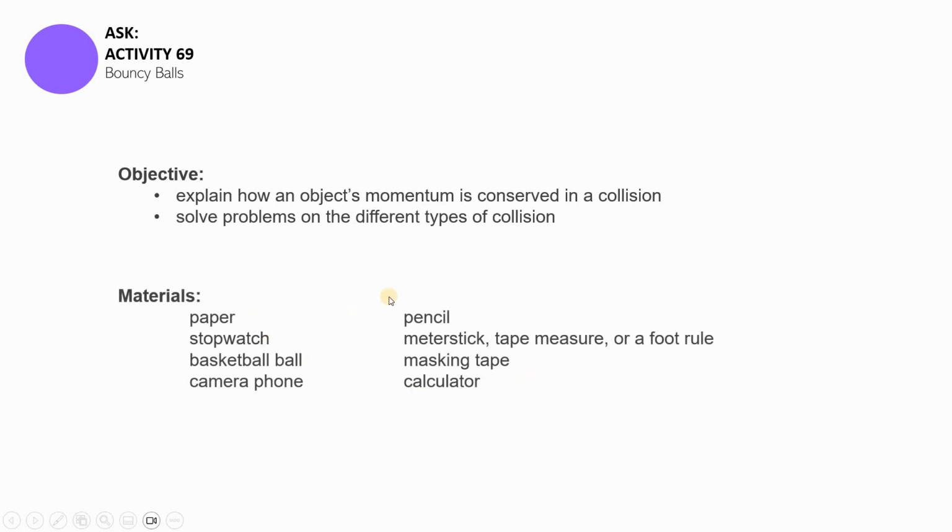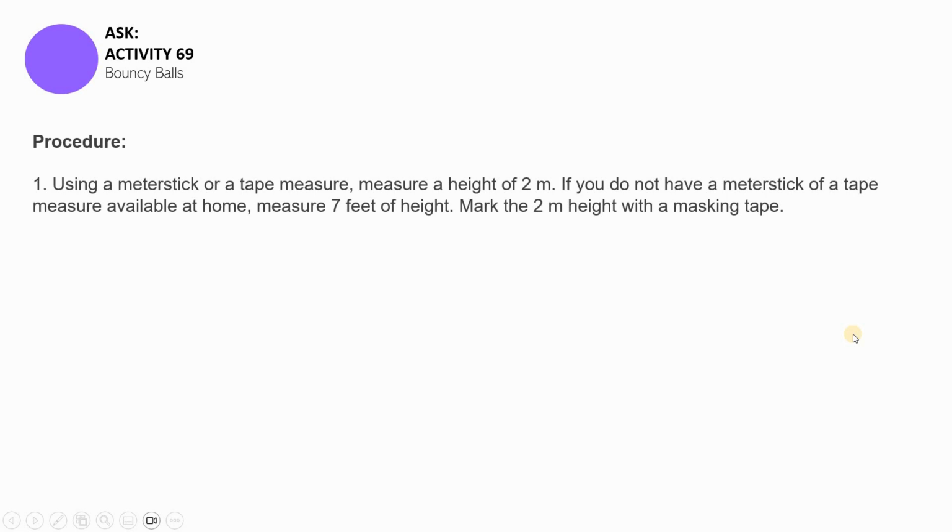Now, you'll be needing the following materials: a piece of paper or sheets of paper, stopwatch, a basketball ball, a camera phone, pencil, a meter stick, tape measure or a foot rule or anything that you can use basically to measure, masking tape, and a calculator. But if you have a camera phone or maybe a smartphone, you can just use that. Alright.